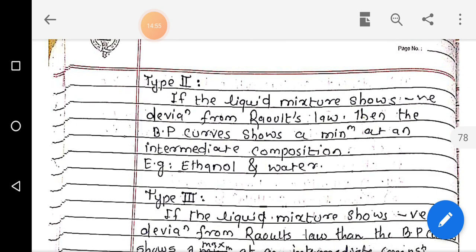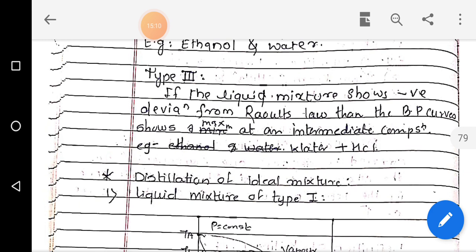Type second: if the liquid mixture shows positive deviation from Raoult's law, then the boiling point curve shows a minimum at an intermediate composition, for example ethanol and water systems. And type third: if the liquid mixture shows negative deviation from Raoult's law, the boiling point curve shows a maximum at an intermediate composition. Example is water and HCl.